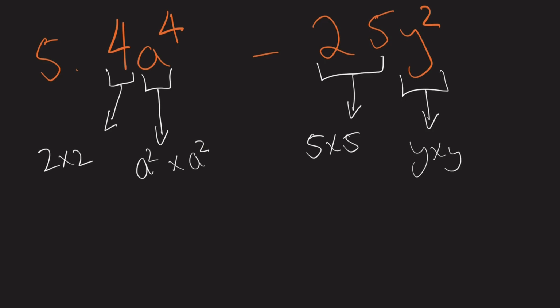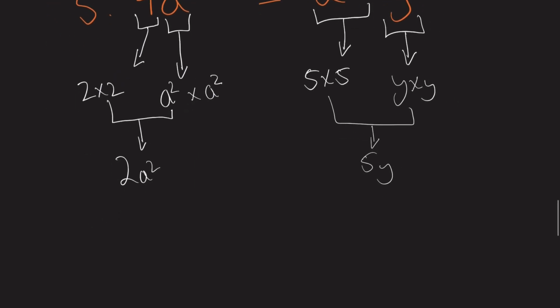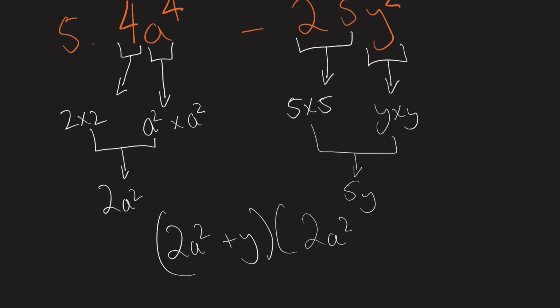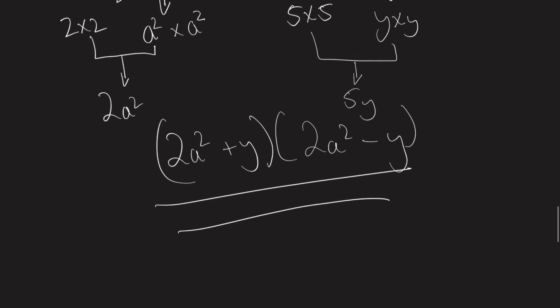So if we ignore the duplicates and just write each singular number, we'll get here 2a squared, and here we'll get 5y. Perfect. And now we can just write the double brackets out again. And that will get us 2a squared plus 5y, 2a squared minus 5y. And that is our final answer.